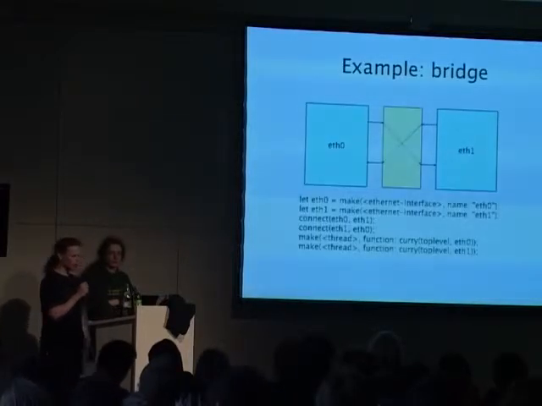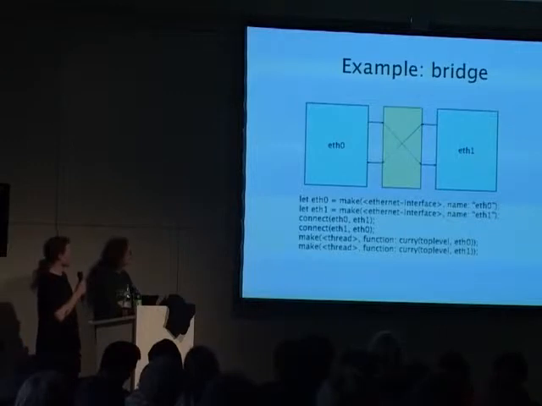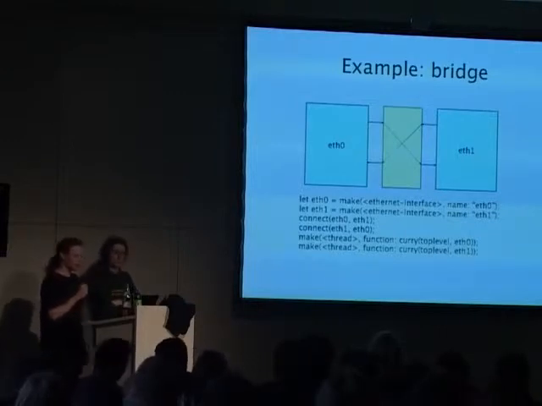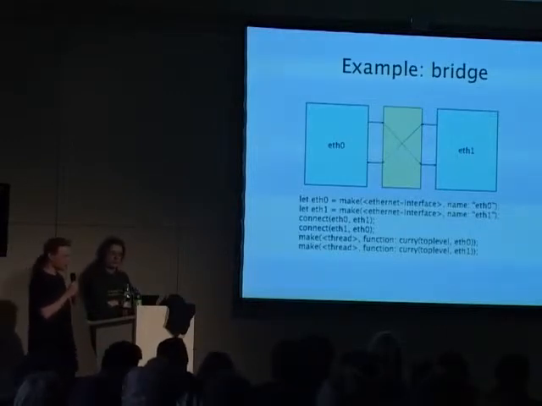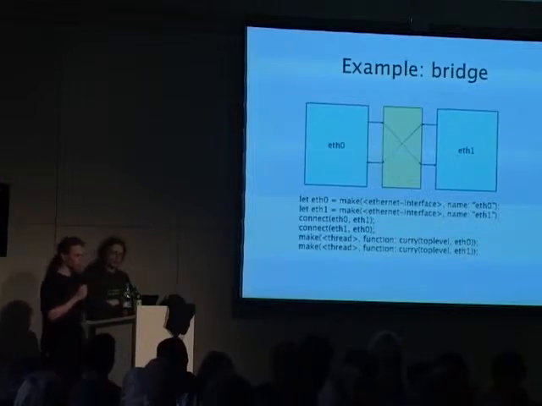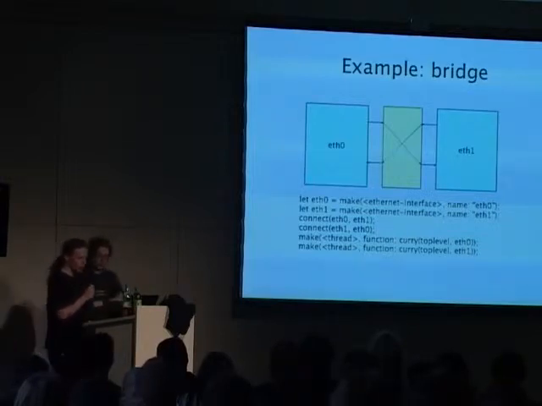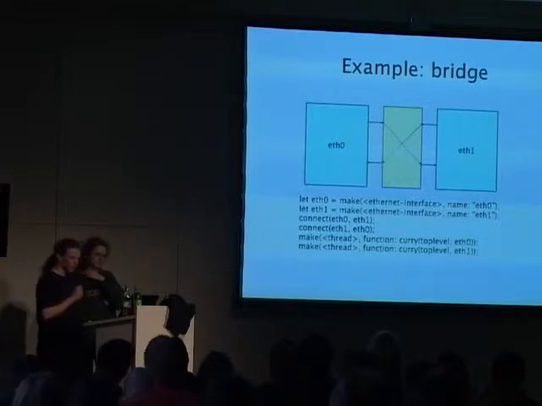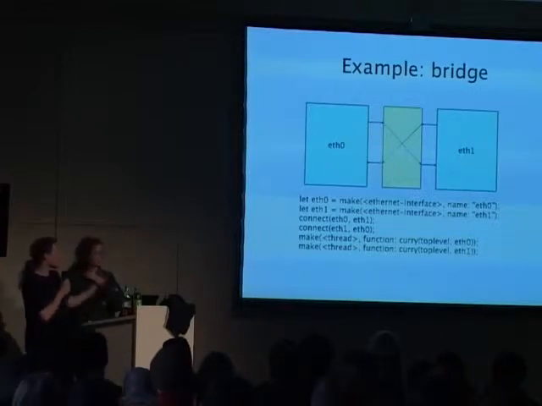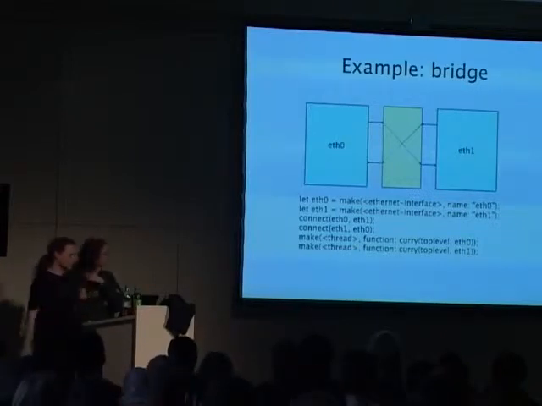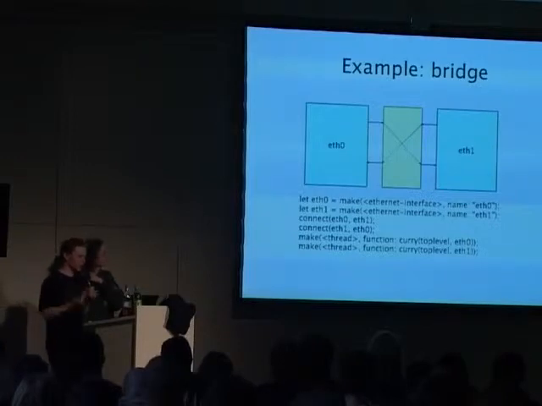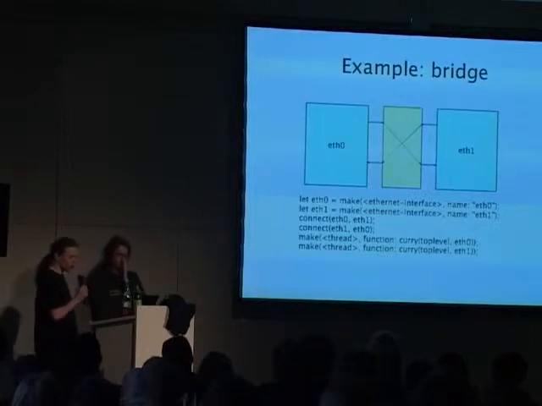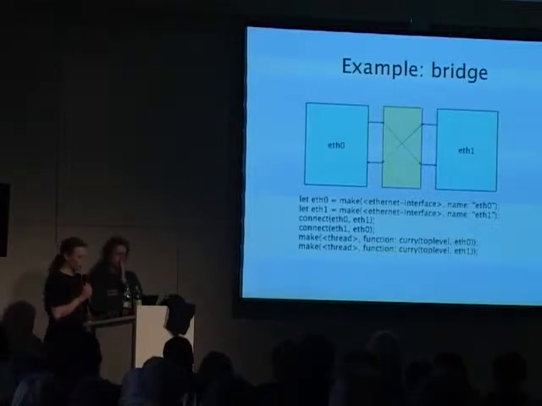Another example would be a bridge, where you have two Ethernet interfaces and you connect the output of one of them to the other and the output of the other to the one. And then call top level on each interface to provide a bridge which simply bridges all packets from one interface to another and the other way around.